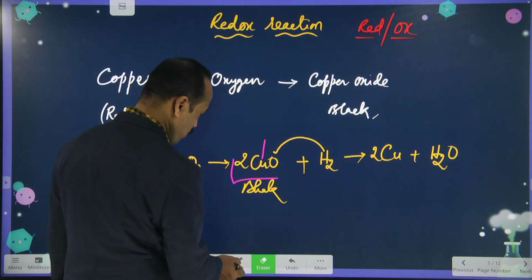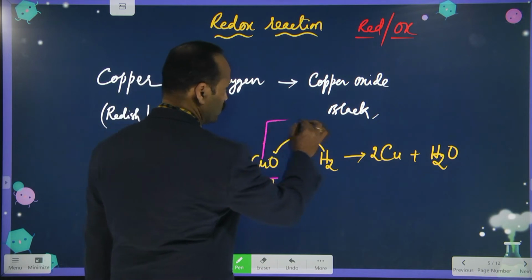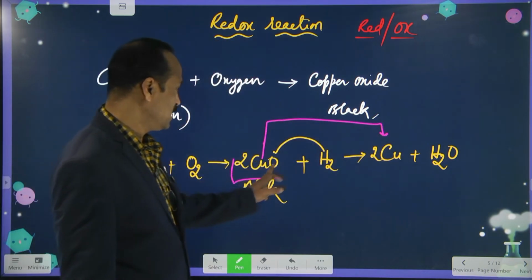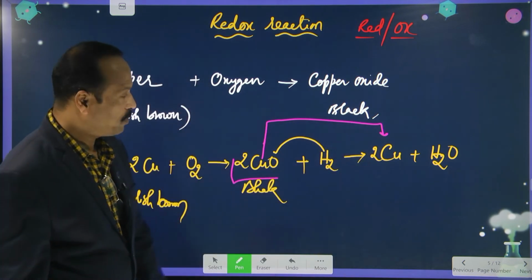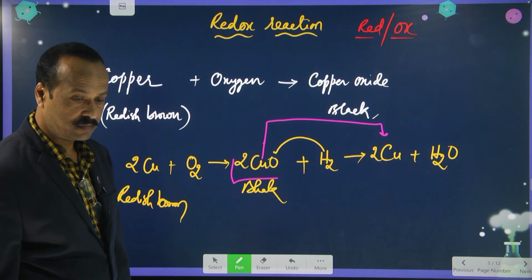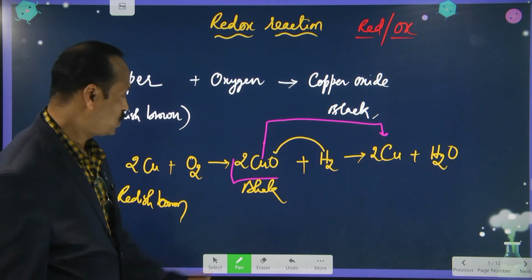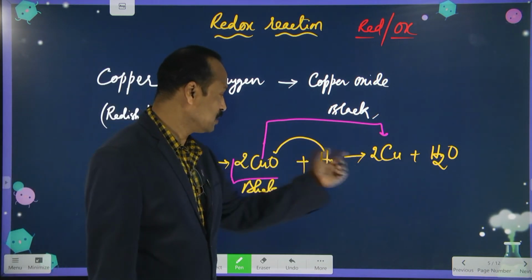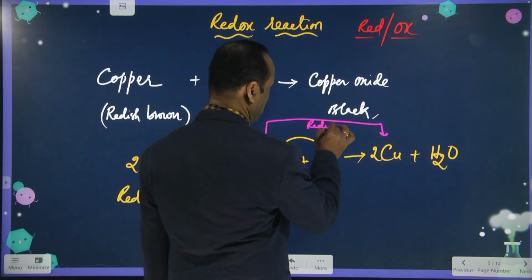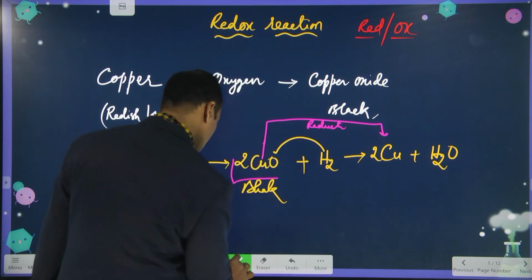Okay. Now you compare these both. Which reaction has taken place here? You see here copper oxide is there, copper is there. Now which type of reaction took place here? Oxidation or reduction? Reduction, because here copper oxide is there, here copper is there, which means oxygen is removed. So this is reduction.